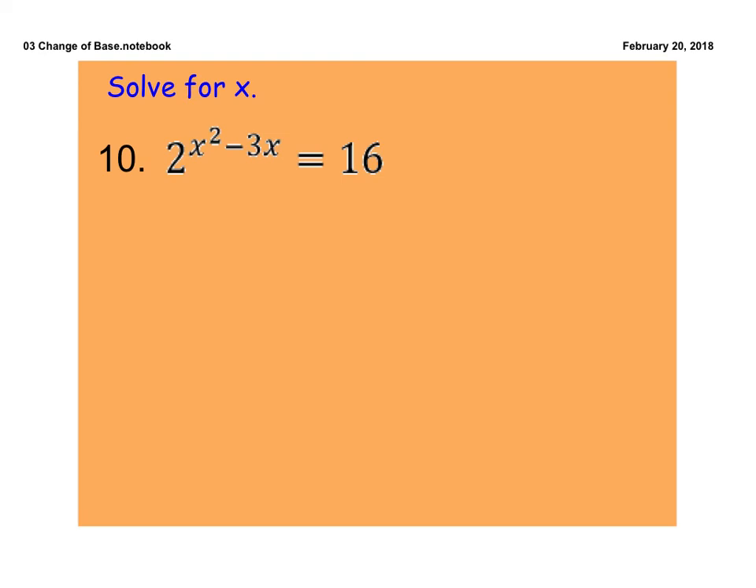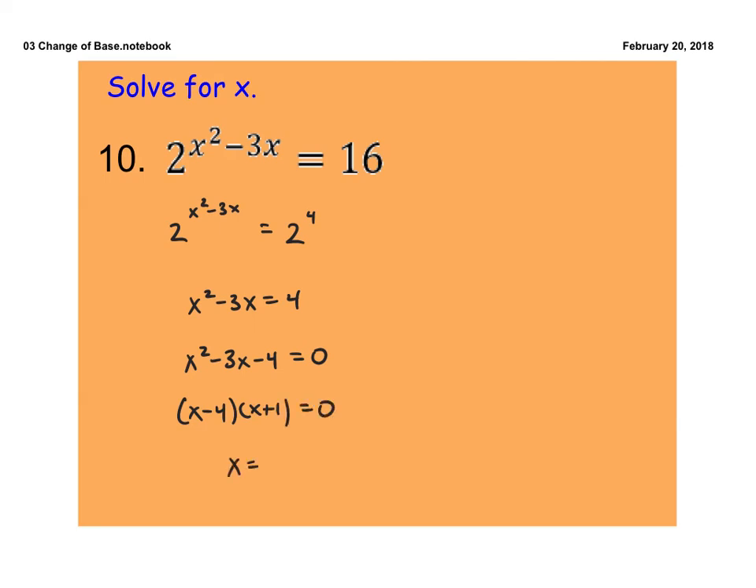All right, I believe this is our last one here. So we have 2 to the power of x squared minus 3x. And we have 16, which is 2 to the 4th. So the bases are the same. That means the exponents must be equal. To solve this, we could use the quadratic formula, or we could factor and solve. Factoring and solving is way easier. So we have x equal to -1 and +4.